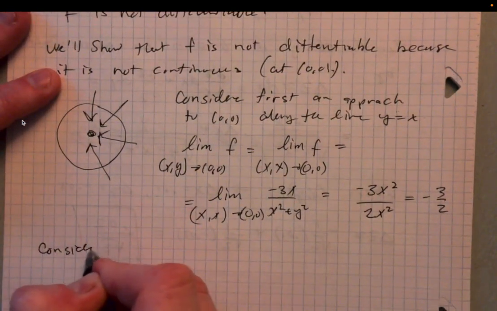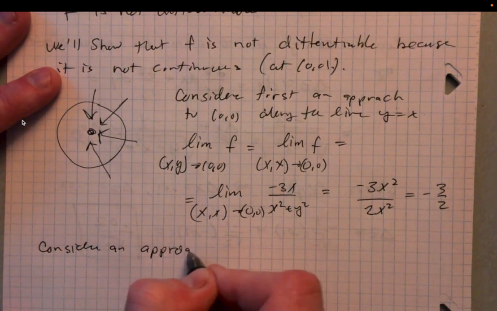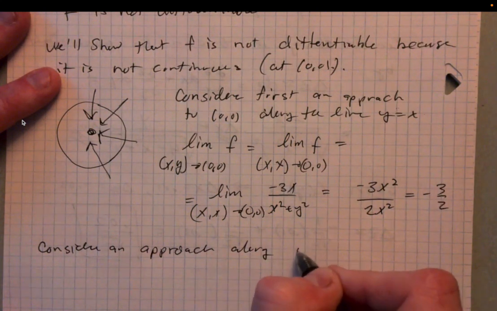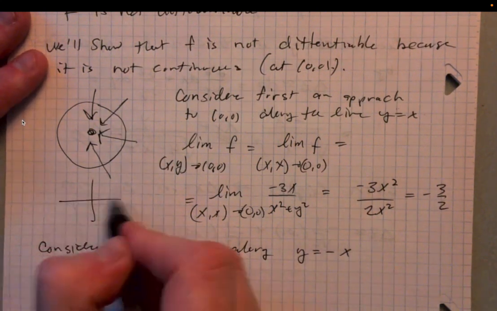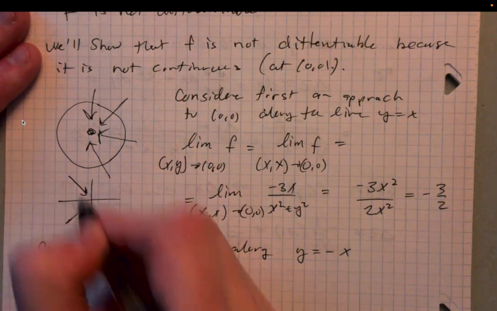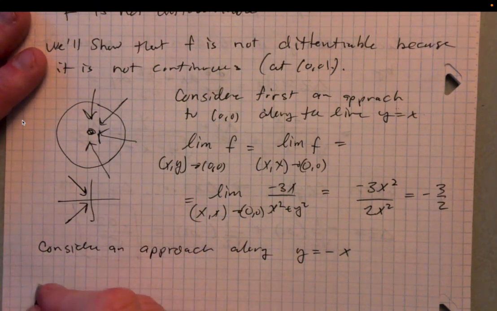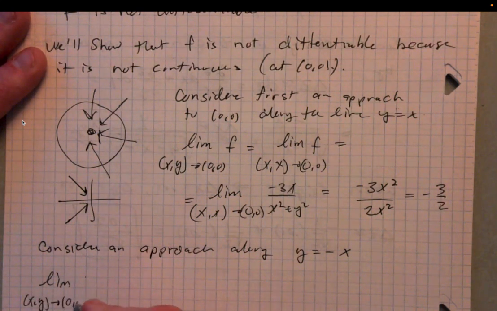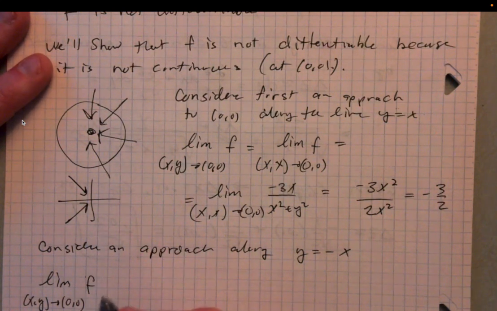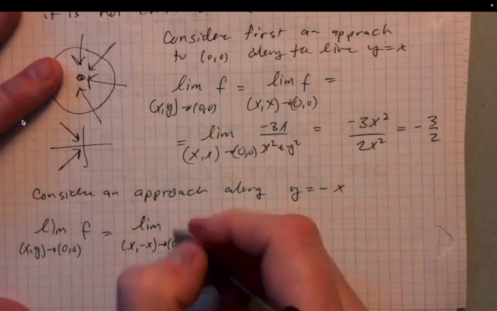Next, consider an approach along y equals negative x. So in the xy axis, first we approached it like this. Now let's approach it like this. Okay, same point. And so what happens then? Well, you've got the limit as x, y approaches 0, 0 of the function f. That's going to be equal to the limit as x, negative x approaches 0, 0 of the function.